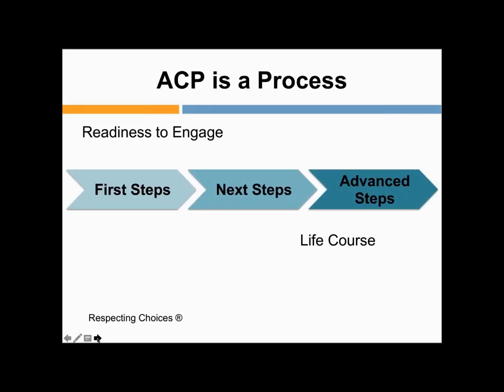So when I think about advanced care planning as a process, this is a schematic from the Respecting Choices model that talks about first steps, next steps, and what they call advanced steps. And people often think about this in terms of life course, but I also think about this in terms of readiness to engage. We all know those patients who might have end-stage cancer, but really are not ready or confident to engage in advanced care planning. My work has really focused on this first steps area, trying to move advanced care planning upstream, whether you're upstream in your life course or in somebody's readiness to engage.